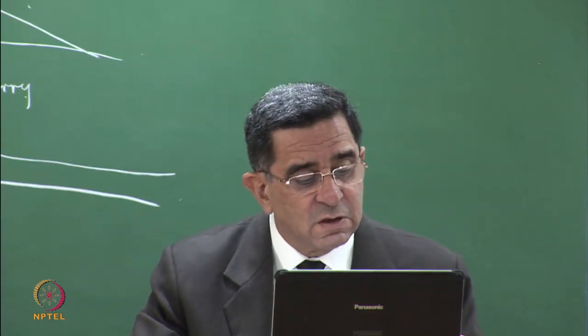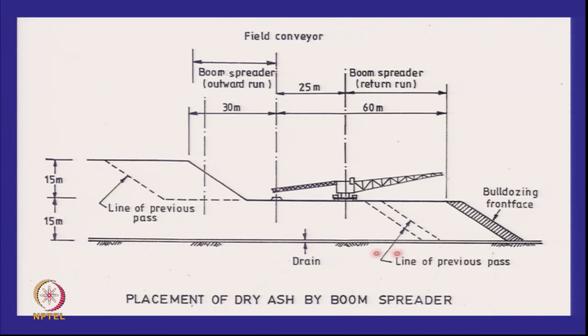So most of these are loosely deposited mounds, where you are making a mound and you can't move this material with a dozer. If you want to move it with a dozer, it has to come in lower quantities. So this boom spreader, what is the advantage? This boom can go up and down like this, and it can swing around.